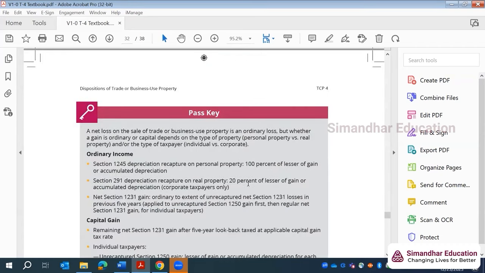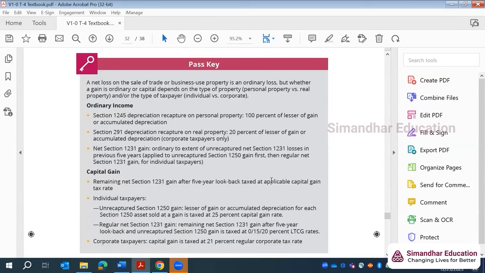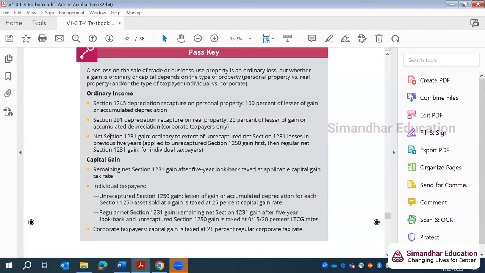These are the flowcharts. Pass keys are also important because they help you to get a better grip on the information. So here, if you see Section 1245 depreciation recapture on personal property, 100% of lesser of the gain or accumulated depreciation. Section 291 is the recapture on real property, 20% or lesser of gain or accumulated depreciation.